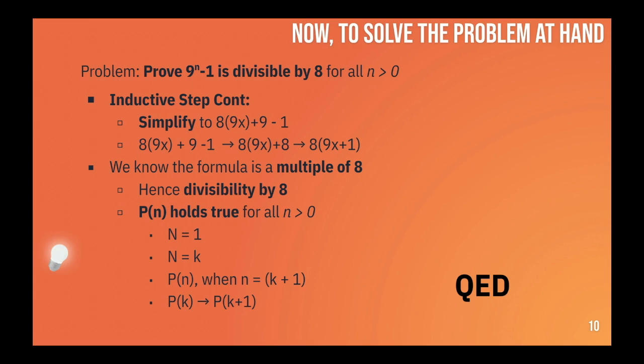We know that this formula is a multiple of 8, and inversely, it is also divisible by 8. Now, we have formally proven that our claim P of n holds true. As P of n is true for when n equals 1, our base case, it is also true for when n equals k. And we have shown P of n to be true for n equals k plus 1. We know that P of k implies P of k plus 1. Therefore, our claim P of n is true for all n greater than 0. We have finished the proof.